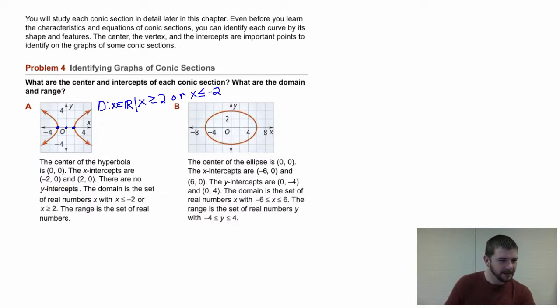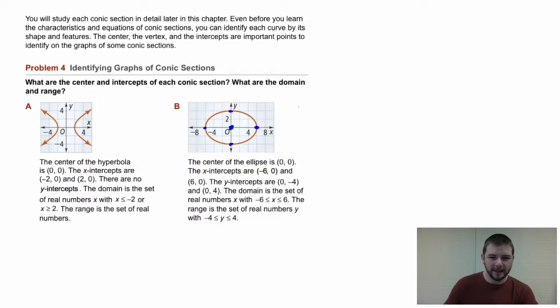And our range, well, our hyperbola will take on all possible values of y, so our range can be written as all real numbers, or simply said, y is an element of the real numbers. And graph B, well, graph B is an ellipse, right? The oval shape we call an ellipse. This ellipse is again centered at the origin. We this time have 4 total intercepts, an x-intercept at +6 and another at -6, y-intercepts at +4 and -4. So we've covered the center and the intercepts.